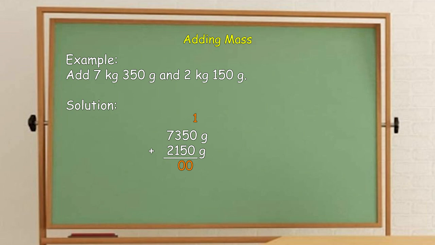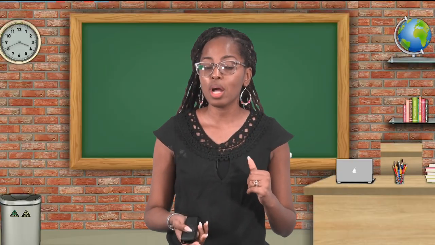Therefore, 3 plus 1 plus the 1 at the top, not forgetting that, is equal to 5. And then we're going to add 7 plus 2, which is equal to 9. Therefore, our answer here would be 9,500 grams. And if we wish to express it, or to break it up into kilograms and grams, we can simply say 9 kilograms, 500 grams. Okay, so that's our answer.